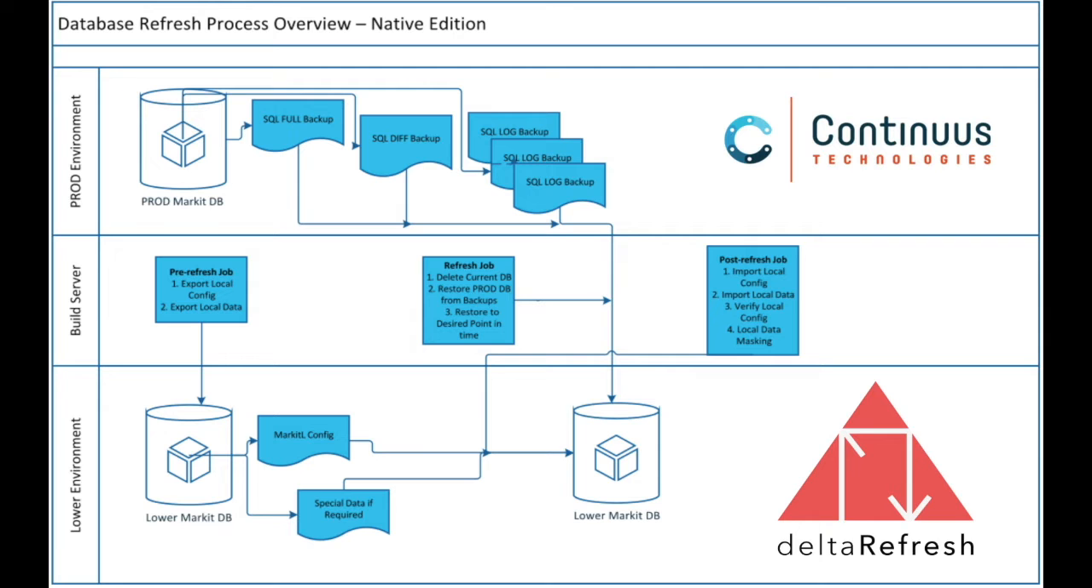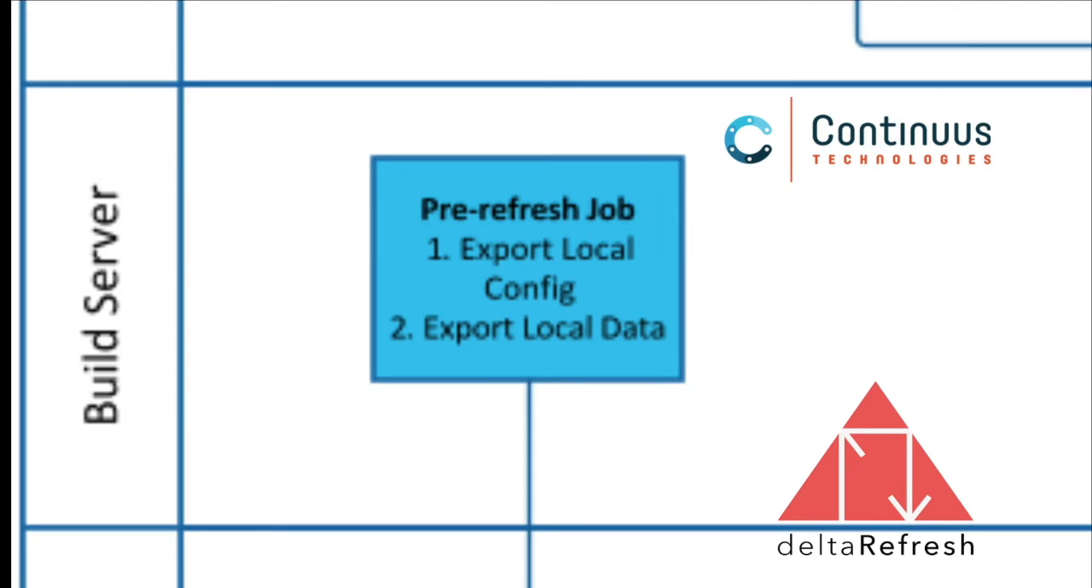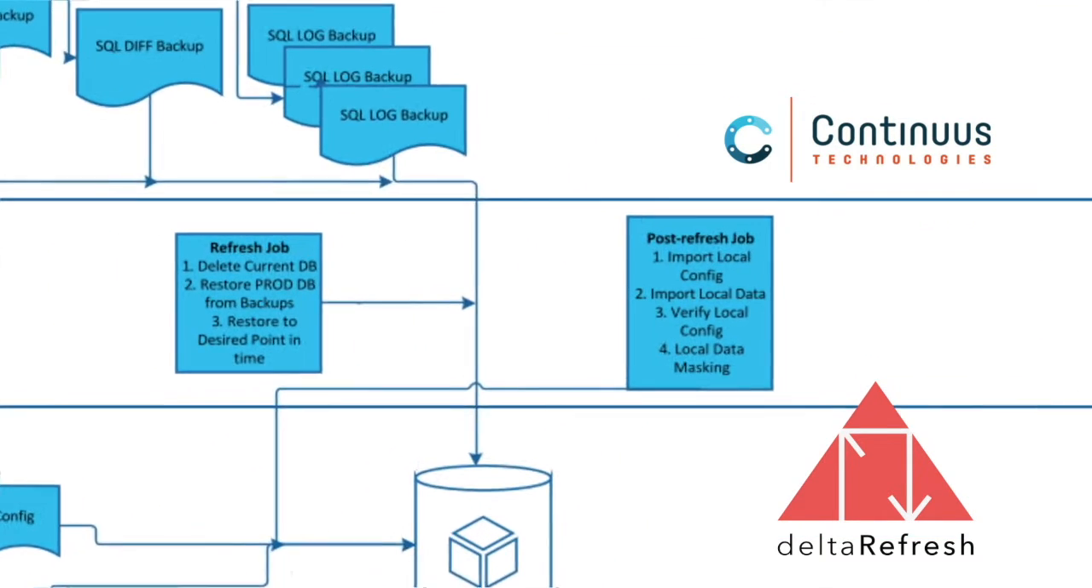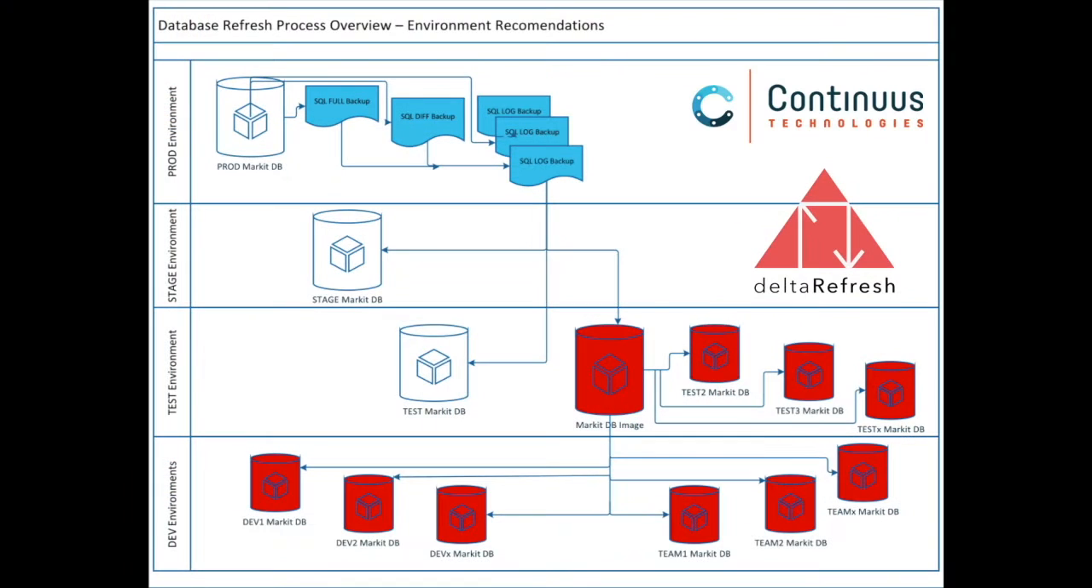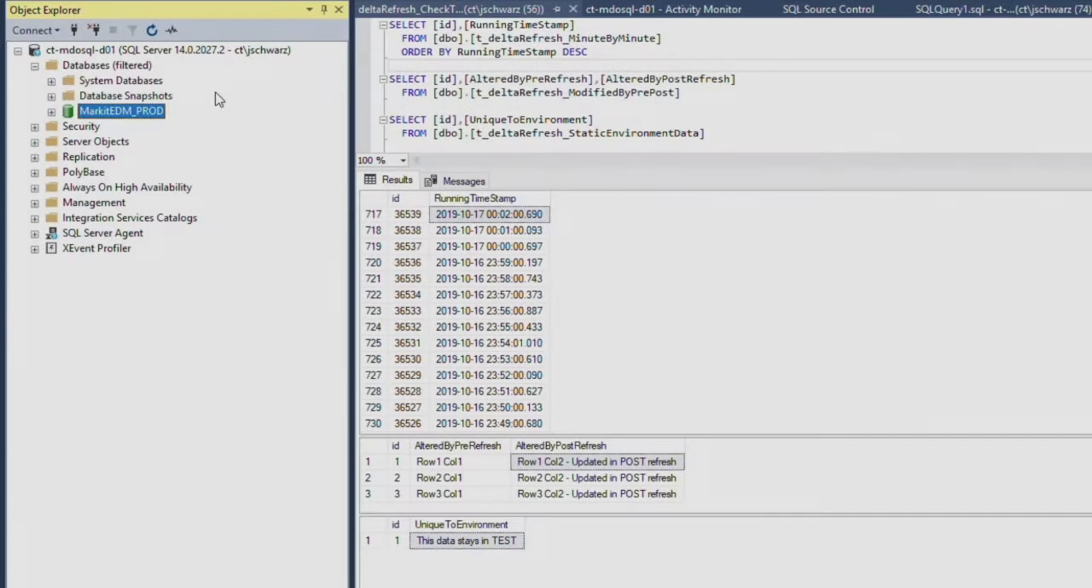The three basic steps to the refresh process are pre-refresh, refresh, and post-refresh. Once the database details are configured for a stack of environments, then the deltaRefresh tool can be used to refresh or provision databases on demand as well as on a scheduled basis.